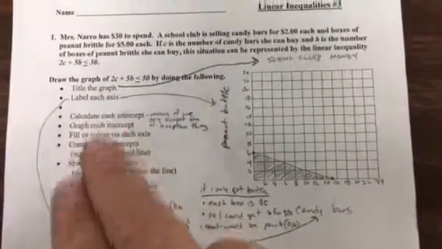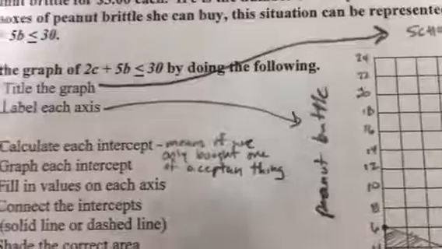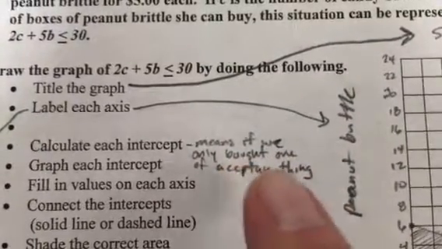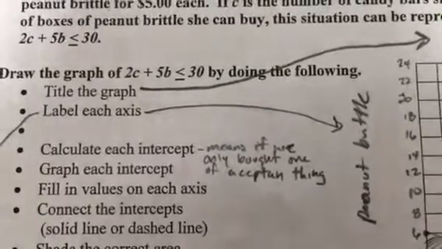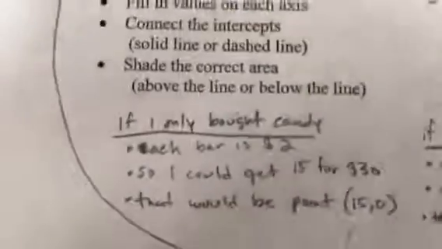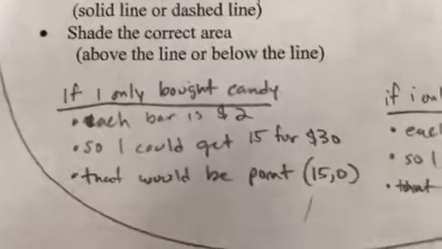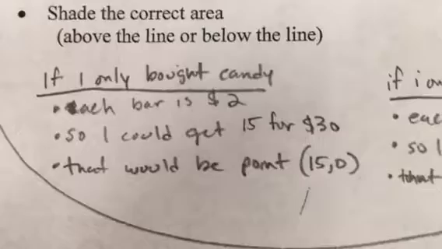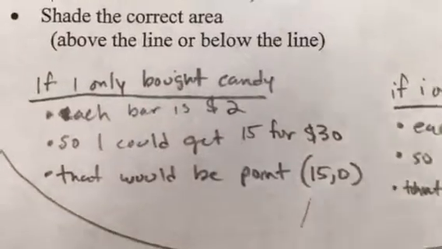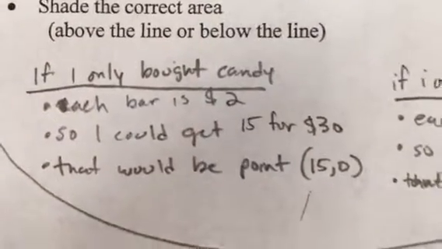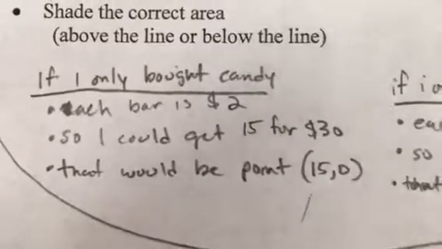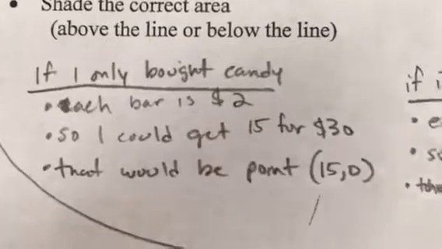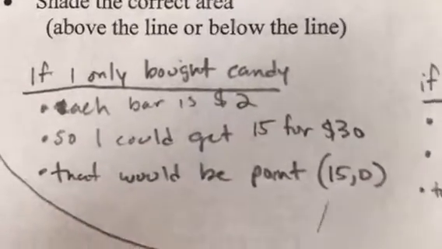I calculated each of the intercepts, and you can see here that the intercepts mean how much of one thing could we buy if we only got that one certain thing, okay? For example, if I only bought candy, each candy bar costs $2, so I could get 15 candy bars for $30, $2 each. That would be the point (15, 0). 15 for X, because the candy bars are my X in this situation, and 0 for the boxes of peanut brittle, or my Y, because I didn't buy any boxes of peanut brittle.